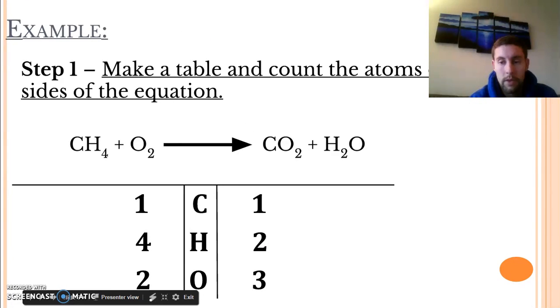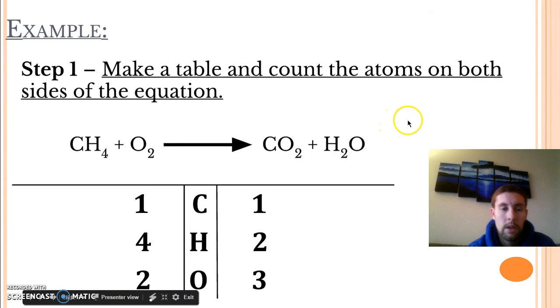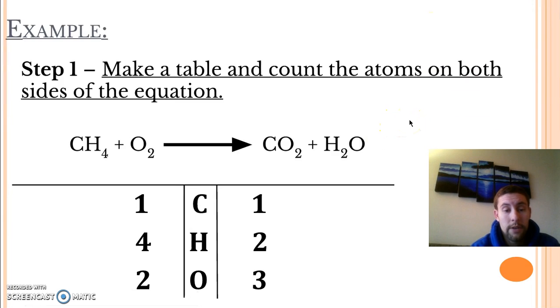So let's do an example one. Write down this equation, and we're going to make a table and count the atoms we have on both sides of the equation. You may want to pause and write this down before I explain it. It'll probably make more sense that way.